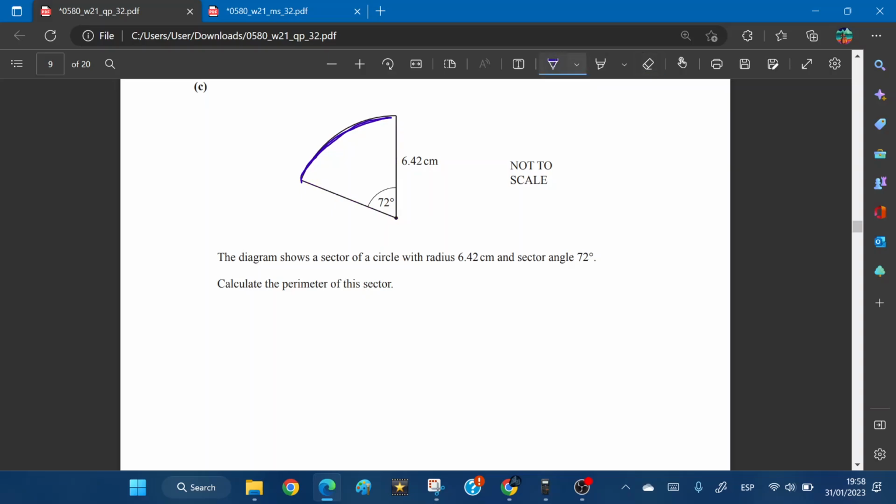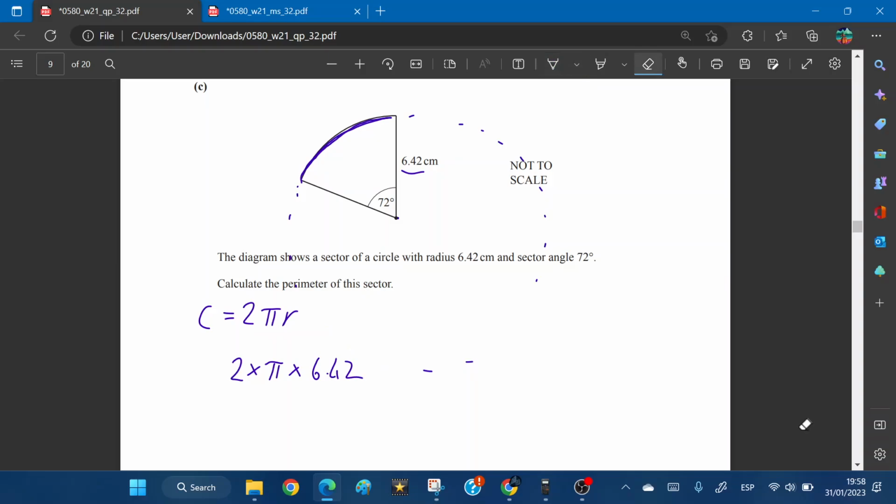Let's just start with the bendy part. The bendy part is a part, of course, of a whole circle. How would you do a whole circle? You'd use the circumference of a circle, which is 2 pi r. If we had the whole circle, this would be the radius, and that would be the middle of the circle. So we need to do 2 times pi times 6.42.